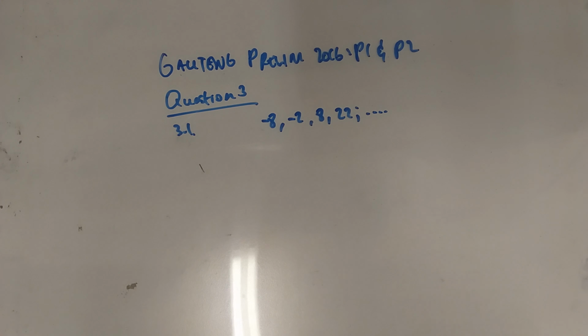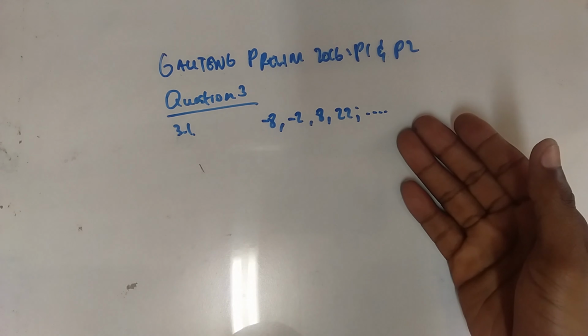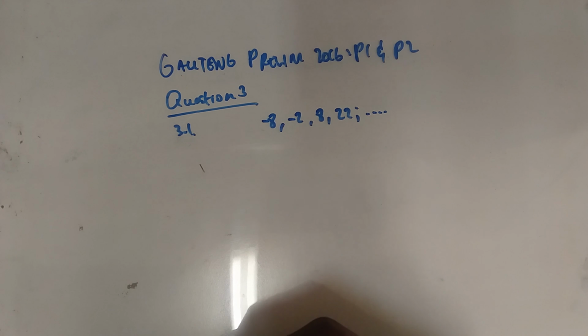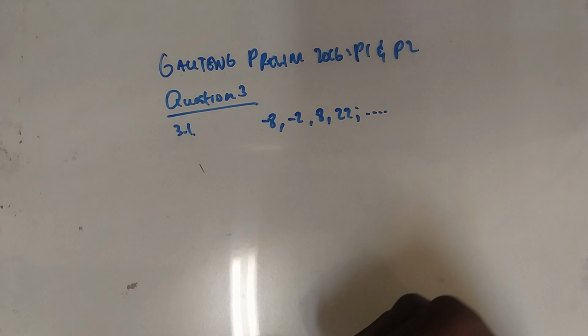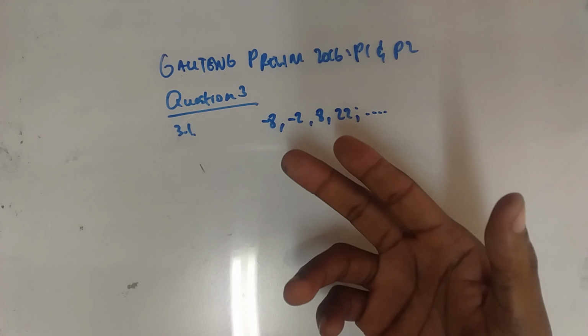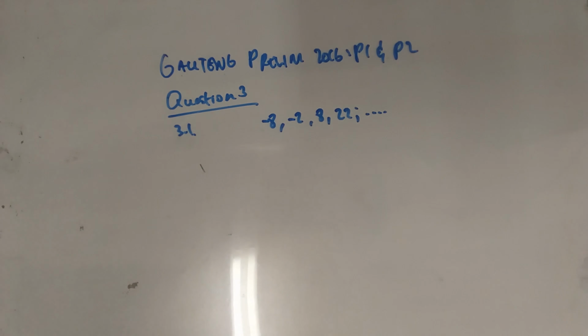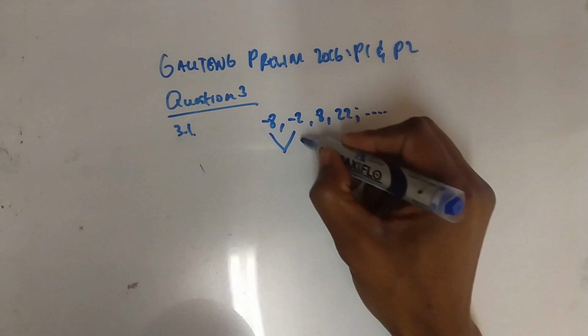we need to identify what type of sequence this is. Is it arithmetic? Is it geometric? Is it quadratic? Because now it is not specific on which sequence this is. They said given the sequence, they don't tell us what type of sequence this is. So let us find out what type of sequence this is. Let us find the difference.